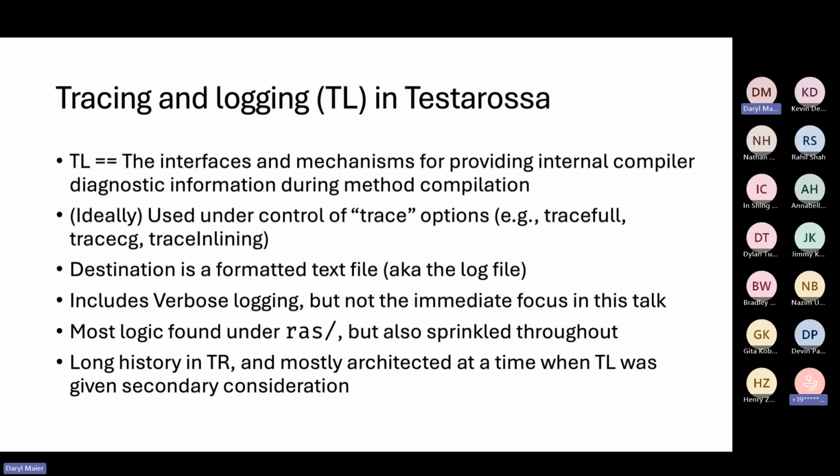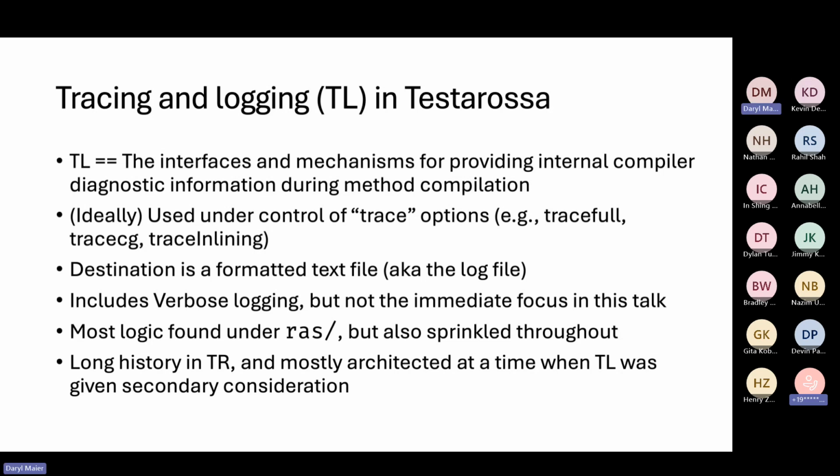These kinds of features should be used under the control of various trace options like trace full, trace cogen, trace inlining, many kinds of trace options. And I say ideally here because, as you probably see if you ever generate a log file, there's a lot of stuff in there that you didn't ask for. We have a lot of tracing code that's not guarded by any particular option. So ideally it shouldn't be there, but it is.